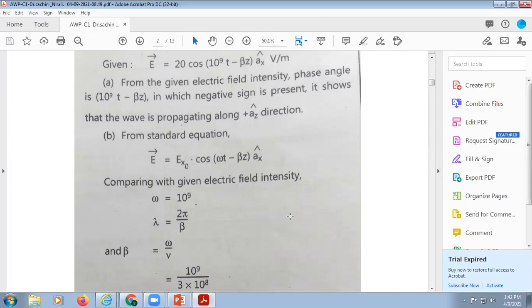Now come to the wavelength. Wavelength is nothing but lambda, which is equal to 2 pi by beta. With the help of this formula, we can find the beta. Keeping beta on one side, you will find beta is equal to omega.